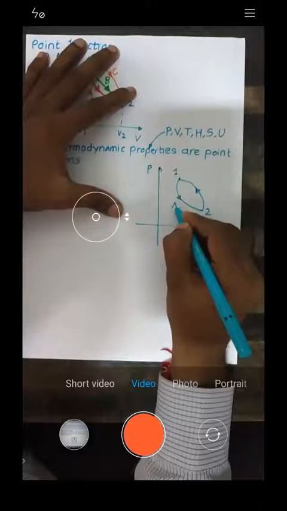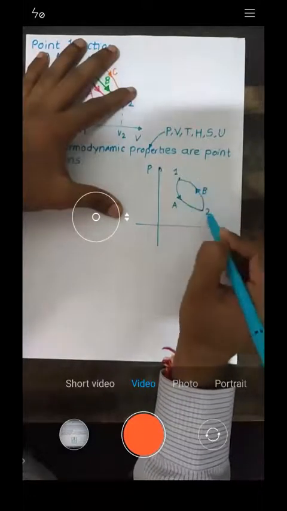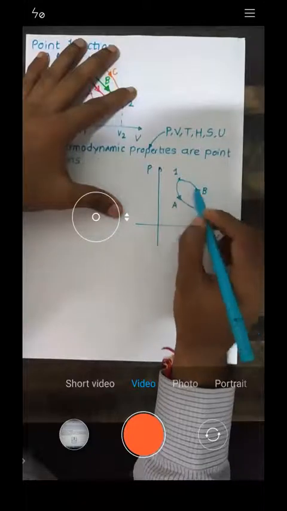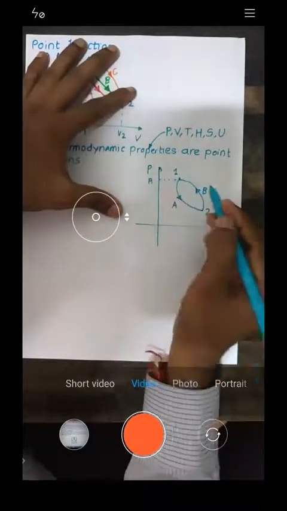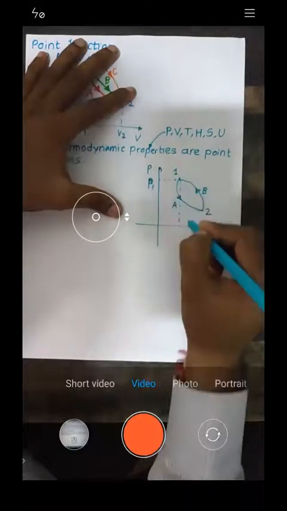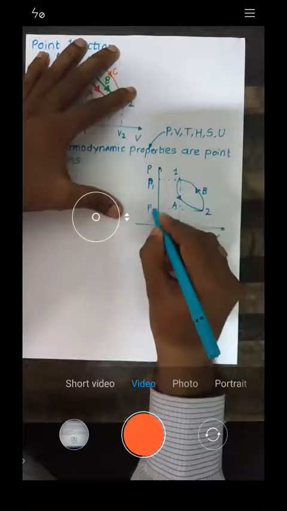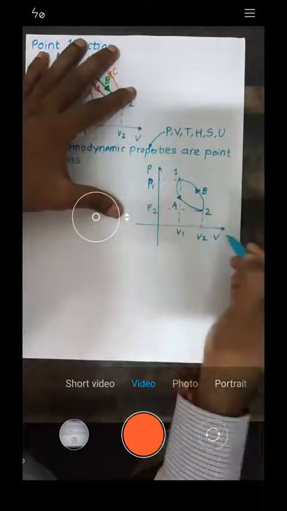Let this be A and let this be B. So we will move from 1 to 2 through path A, and we will move from point number 2 to 1 through path B. Here we have P1, here we have some value of V1, here we have P2, and here it is V2. Is that okay?